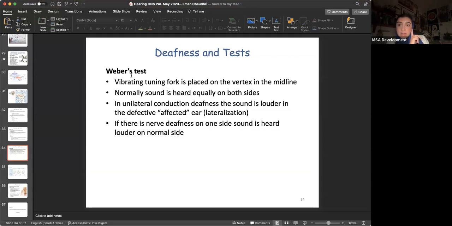That means this cochlea is healthy, and this cochlea was affected. They couldn't hear it over here. That's sensory neural hearing loss of the right ear.